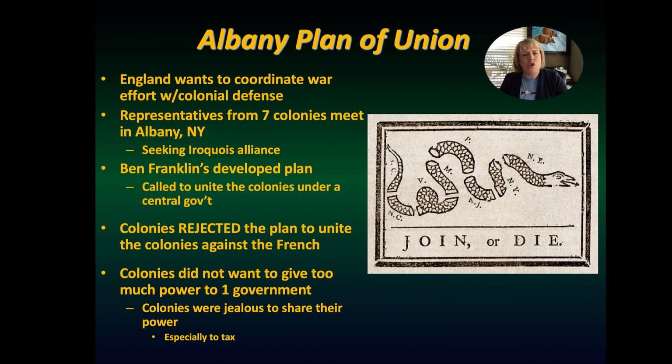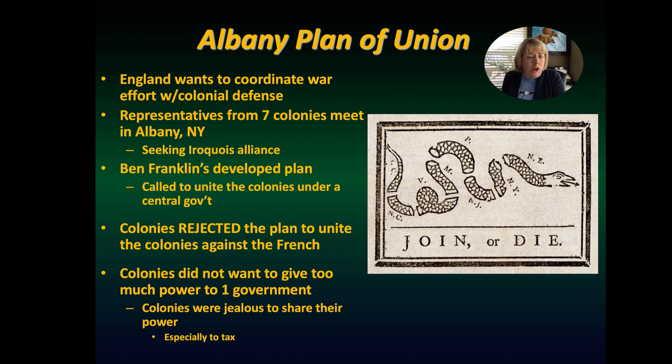The English were looking for some help from the colonies in fighting this war. In fact, the Albany Plan of Union was designed to bring some coordination between the English and the colonial militias to defend the colonies. And what you had under the Albany Plan of Union was a meeting between 7 colonies. Representatives from 7 different colonies are going to go to Albany, New York.